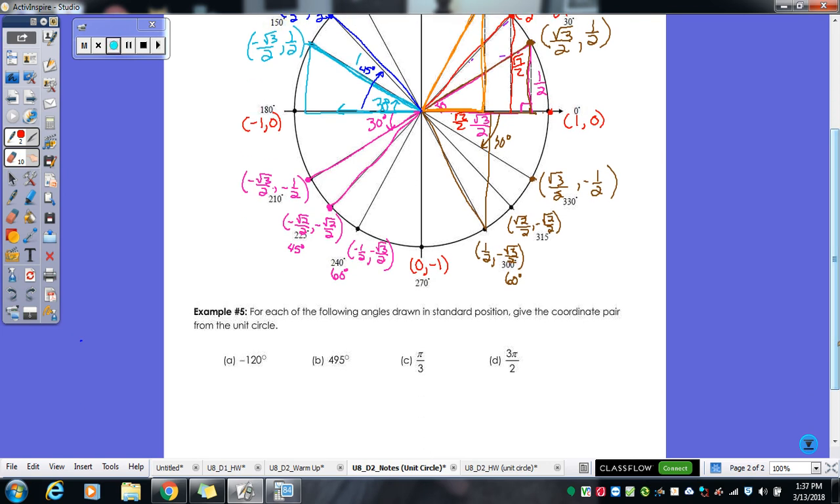So in example 5, for each of the following angles drawn in standard position, give the coordinate pair from the unit circle. So we're going to figure out where on the unit circle it falls, and then we're going to write its coordinates. Negative 120 would come down this way. There's negative 90, so 1 more. There's my negative 120. It would fall where the 240 is. So that means its coordinates would be negative 1/2 and negative radical 3 over 2. It would have the same coordinates as your 240.